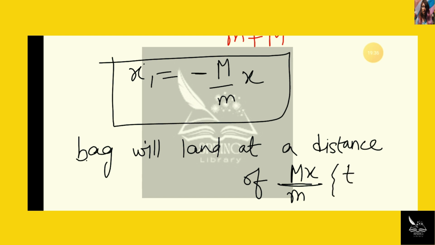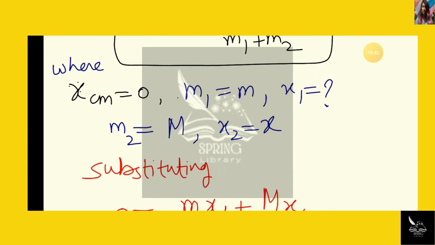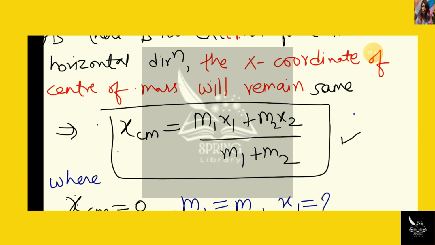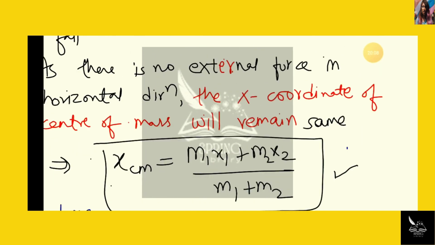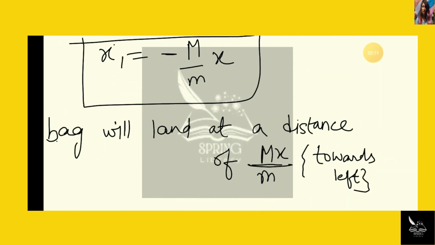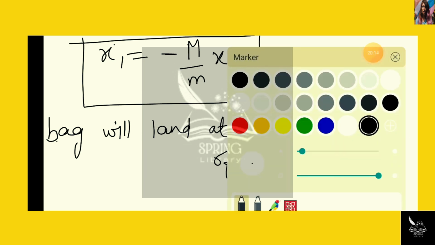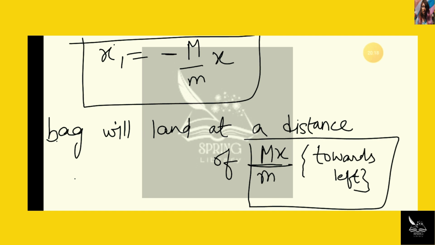So now you can see that I have got the minimum horizontal velocity, that is v1 equal to capital M times x divided by small m times square root of 2 over g times the parenthesis of square root of capital H minus square root of capital H minus small h, and the location of this bag which is landing on the land, that is the distance, will be capital M times x over small m. So I have solved the question completely now. Thank you.